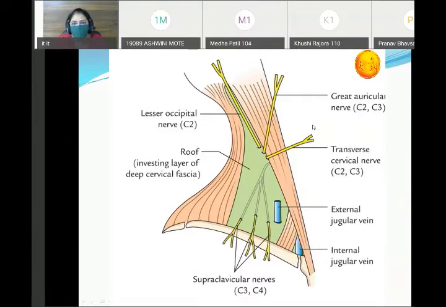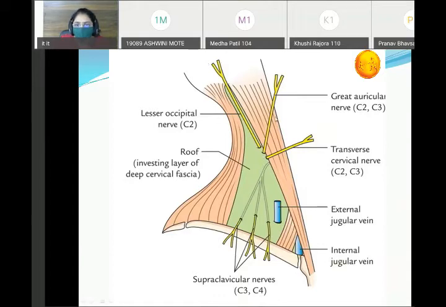So these are the nerves which are present in the roof. I again repeat all the four nerves. One is the lesser occipital nerve, which runs along the posterior border of the sternocleidomastoid muscle, which will supply the posterior surface of the pinna and the scalp.